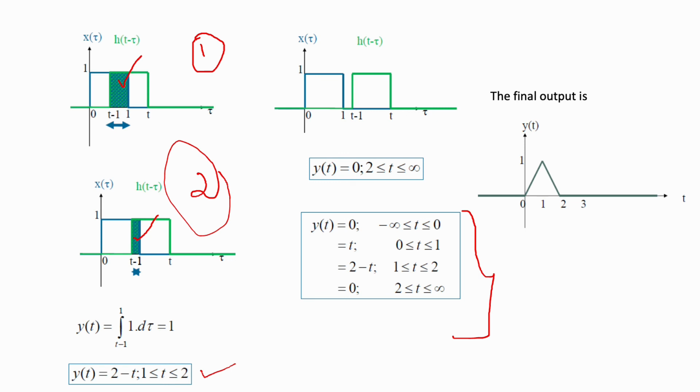Each and every value you substitute here, you can get the graph like this. For example, if you take t is 1, the amplitude becomes 1. If I take t is 1 in 2 minus t, you will get 2 minus 1, the amplitude is 1. If I take t is 2 and substitute it here, what will happen? y of t becomes 0. So for t greater than 2, the amplitude becomes 0. That will be marked here. So this is the convolution integral. Thank you.